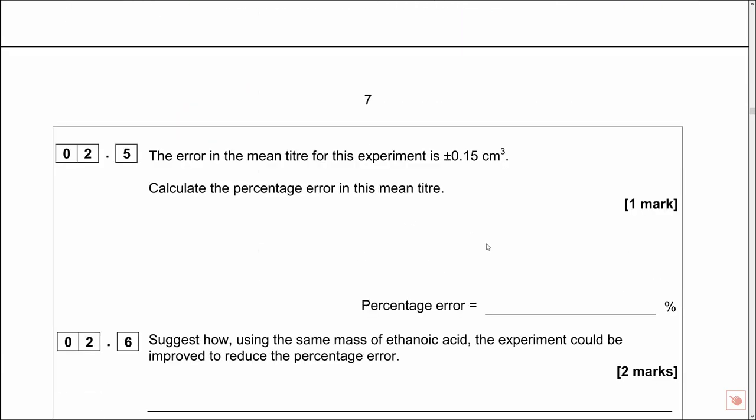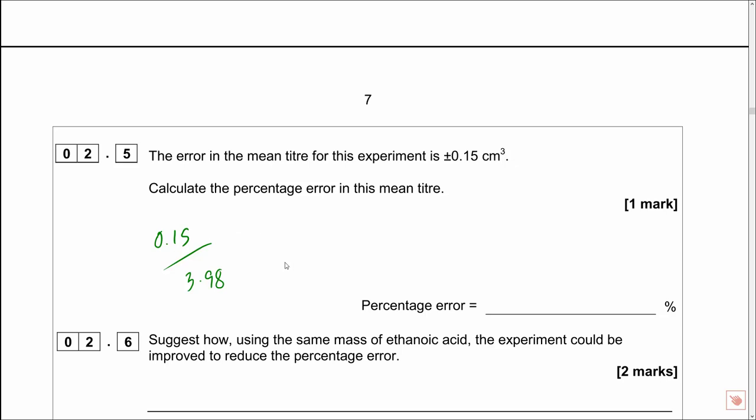2.5 error in the mean. Oh, error in the mean titre of this experiment is 0.15. Calculate the percentage error in this mean titre. I always forget how to do this. It's the error divided by your value. So in this case, 3.98 was my titre earlier on.